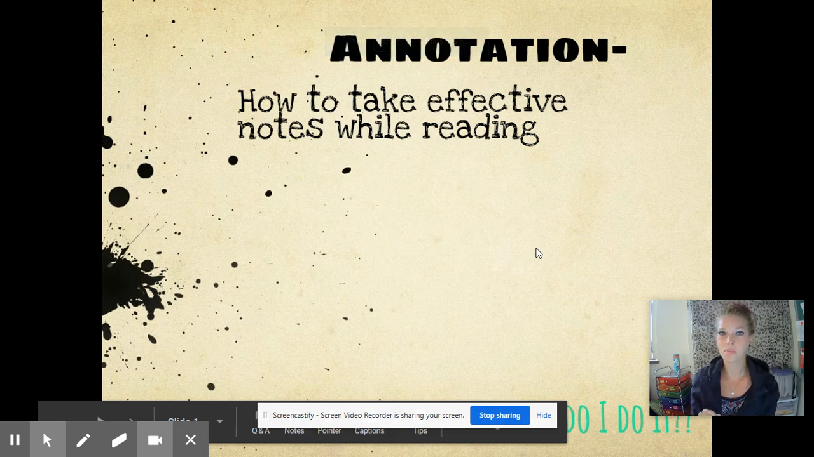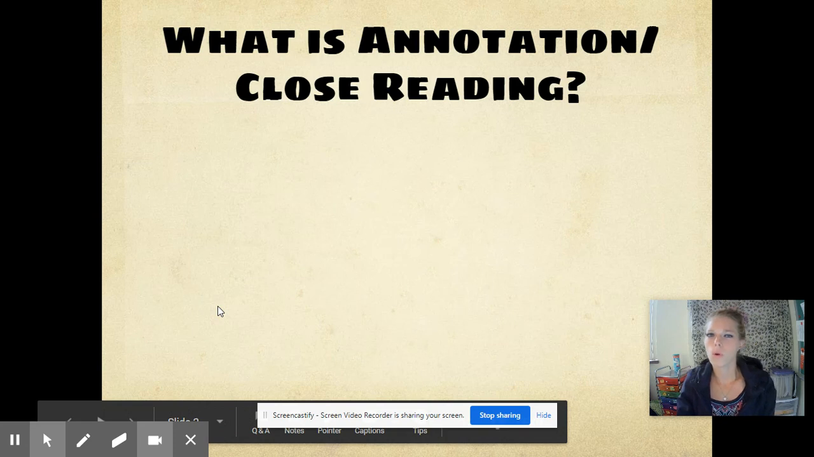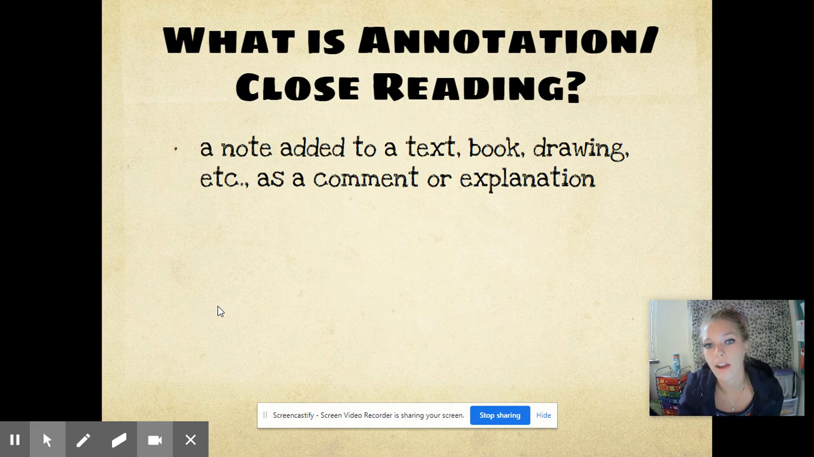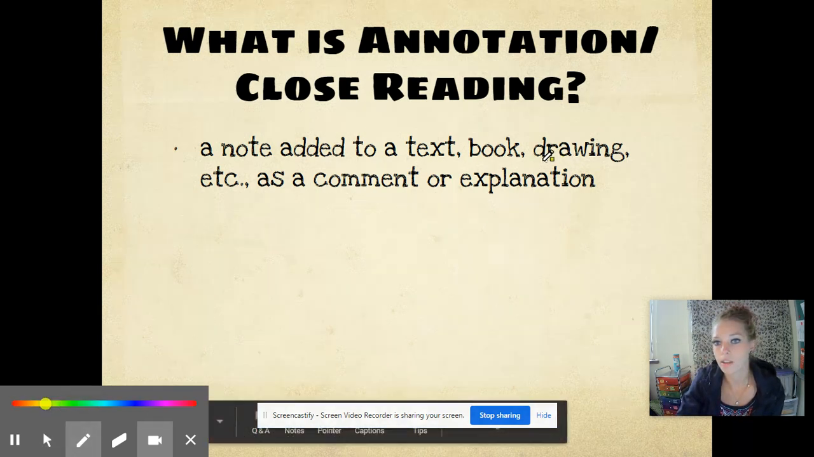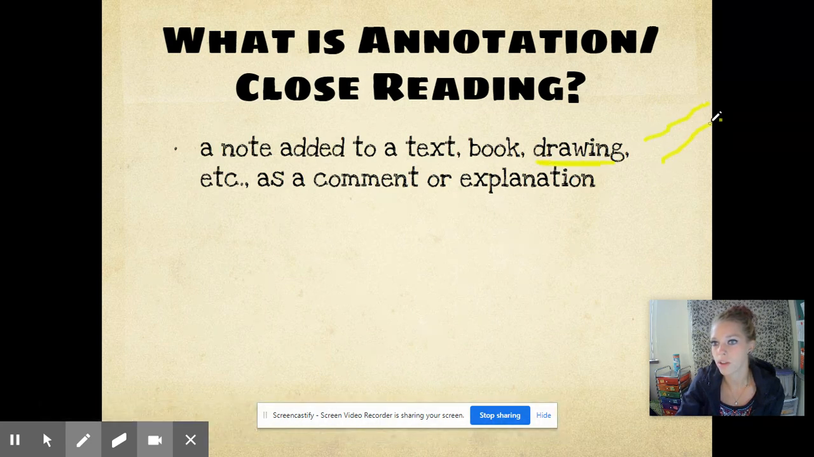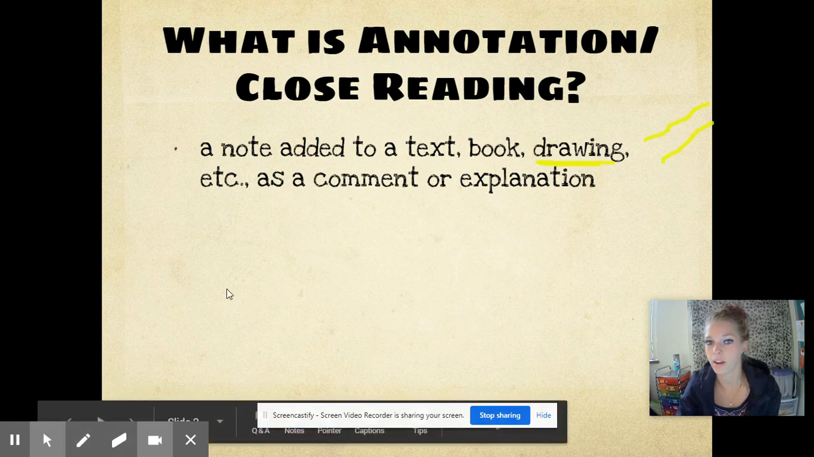All right, today's lesson is going to be about annotation. Annotation is a big word, just basically meaning how to take notes while reading. So, what is annotation and close reading? Well, annotation is a note added to a text, a book, drawing, or etc., used as a comment or explanation. So, if I wanted to annotate this sentence, I might underline something. Maybe I will write something over on the side to explain why I underlined that. That's you making a note about something that you are reading.